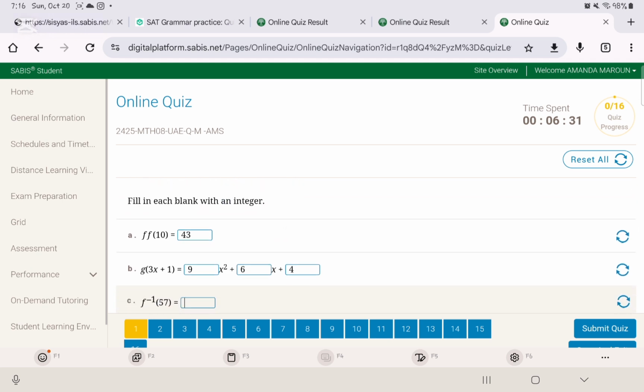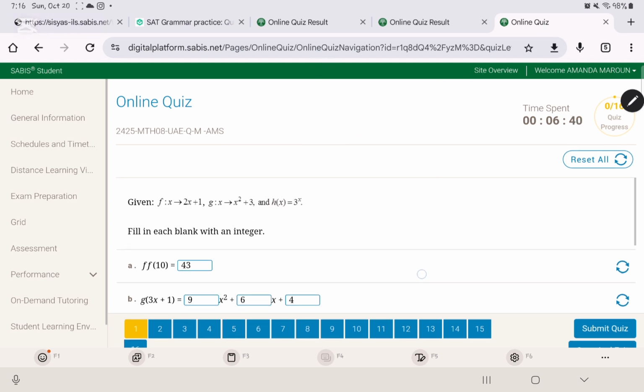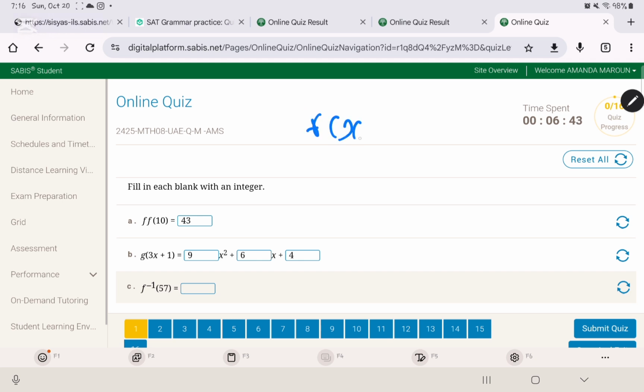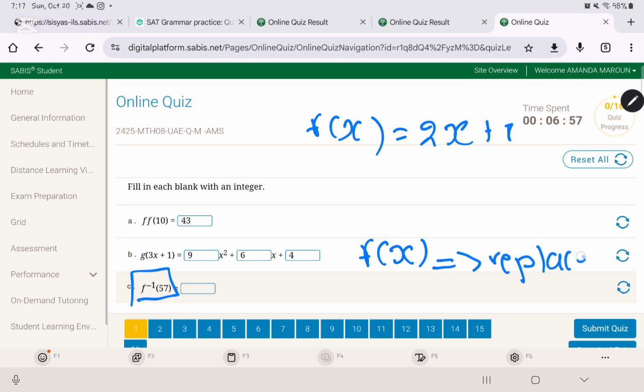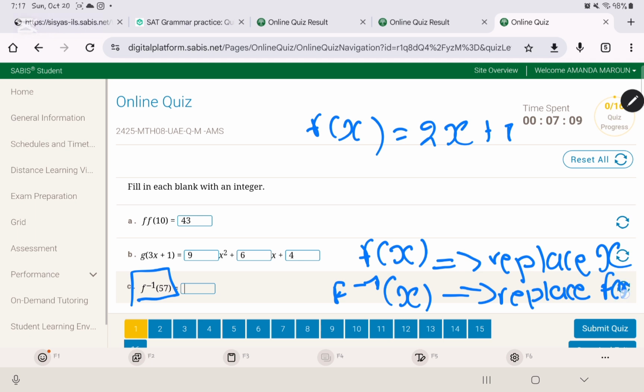Just simply do this. We have f(x) is equal to 2x plus 1, okay? We have f inverse. Usually, when we have f(x), for example, we would replace x. Now, if you have f inverse, you will do what? Replace f(x). Okay, so now from now on, make it a rule.